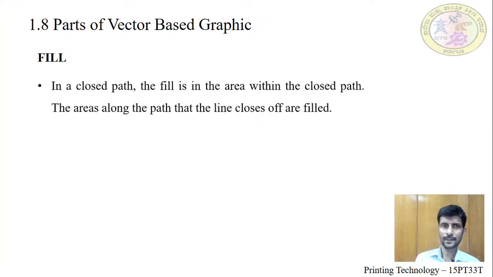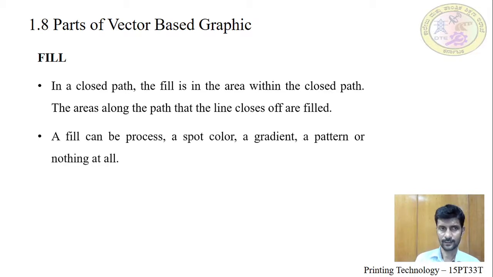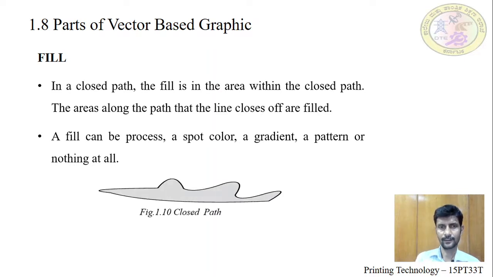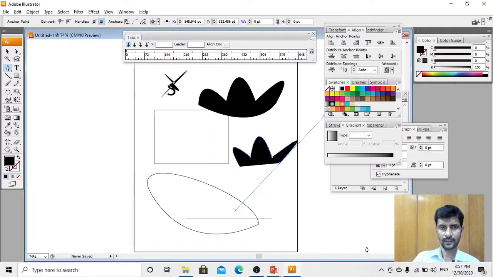Next, in a closed path, fill is in the area within the closed path. The areas along with the path that line closes off are filled. A fill can be a spot color or a gradient or a pattern or nothing at all. This is how it will look. Now we will try it for a closed path.